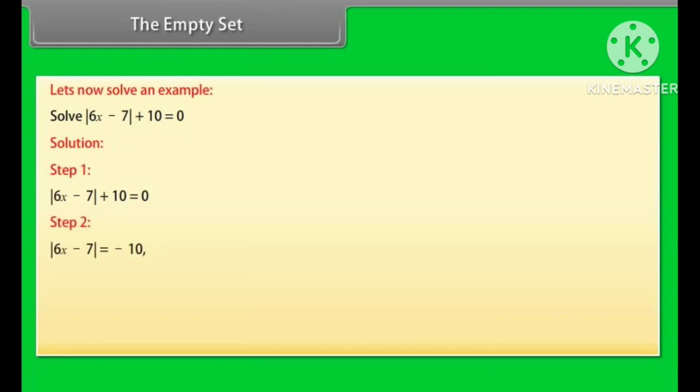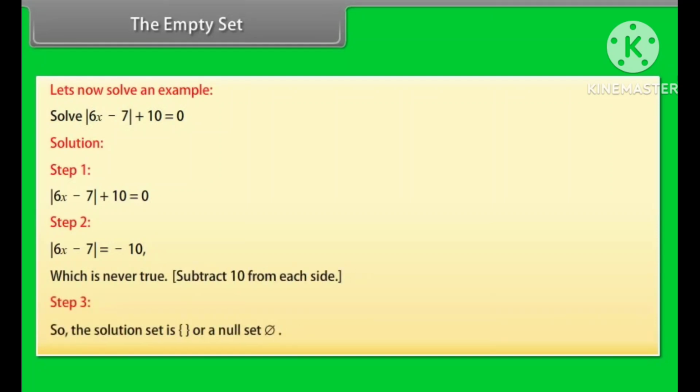Let's now solve an example. Solve |6x − 7| + 10 = 0. Solution. Step 1. |6x − 7| + 10 = 0. Step 2. |6x − 7| = −10, which is never true. Subtract 10 from each side. Step 3. So, the solution set is empty set or a null set.